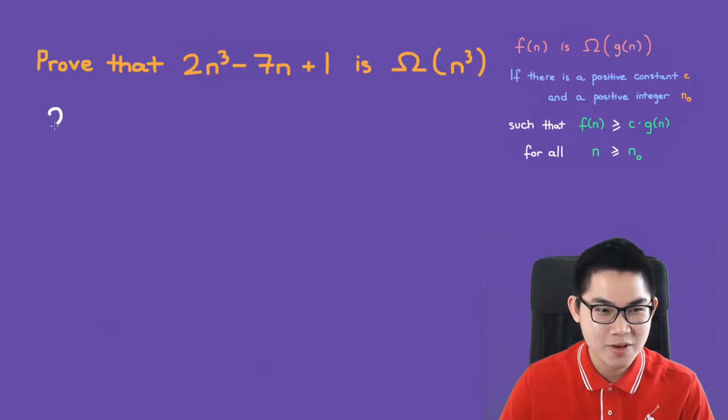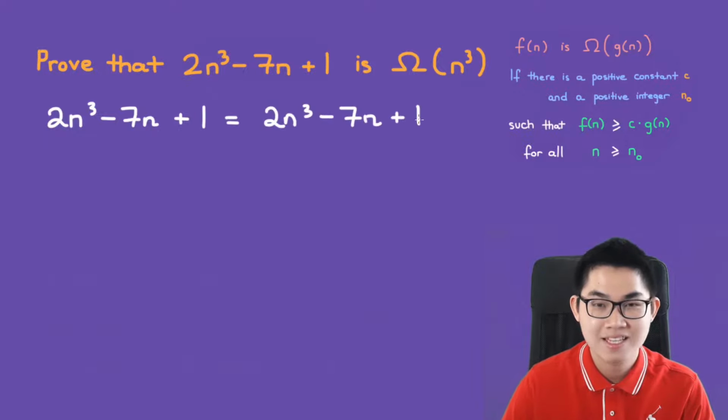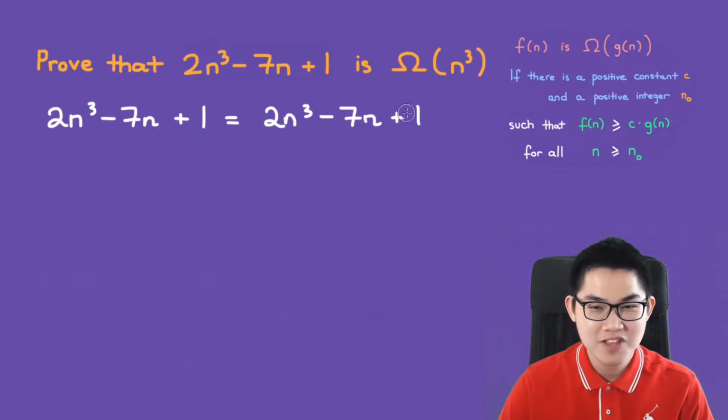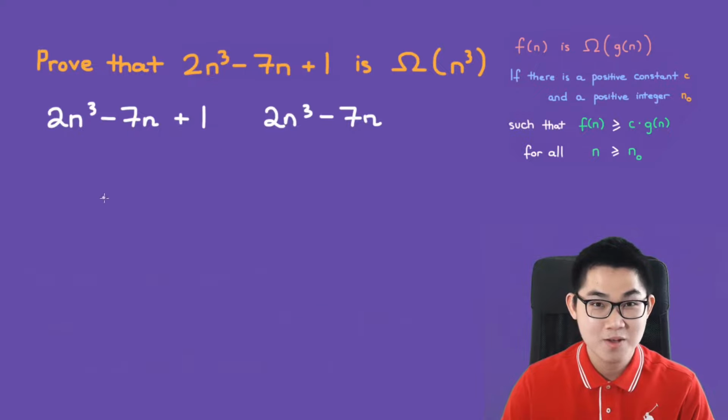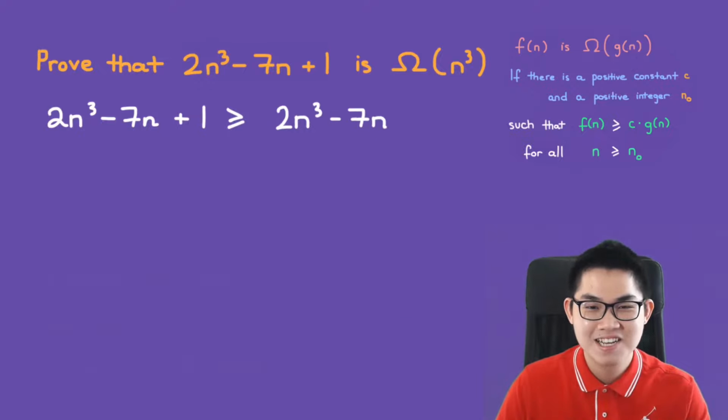Okay, so we'll start with 2n to the power of 3 minus 7n plus 1, and I'll say that this is equal to itself first. Now, if I remove the plus 1 over here, of course this will no longer be an equal sign, but what will it be? Will it be greater than or equal to, or less than or equal to? Well, you guessed it, over here is greater than or equal to this expression over here. So what are we going to do next?